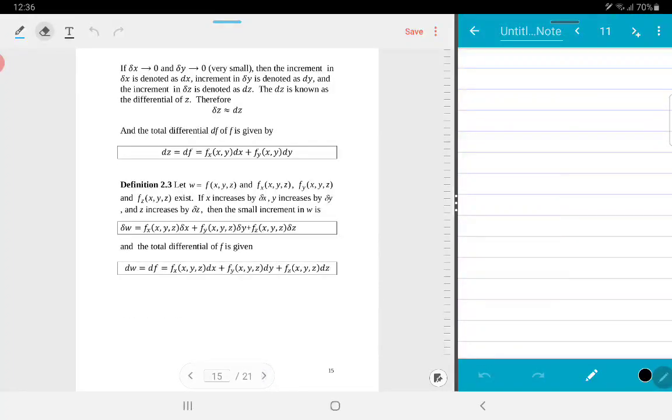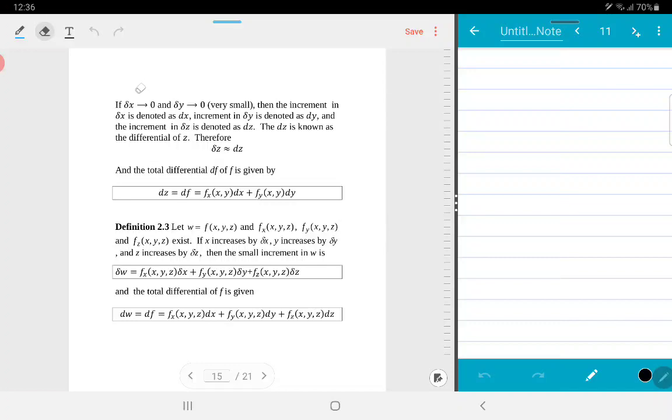All right, now if delta x goes to 0, very small, and delta y is very small, approaching 0, then the increment delta x is denoted by dx, the increment delta y is denoted by dy, and the increment delta z is denoted by dz, and dz is known as the differential of z. So delta z is approximately equal to dz, and the total differential df of f is given by this. As you can see, you just change delta to d. The formula is similar.